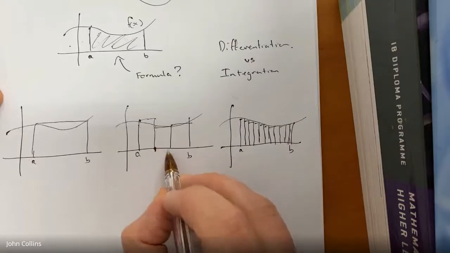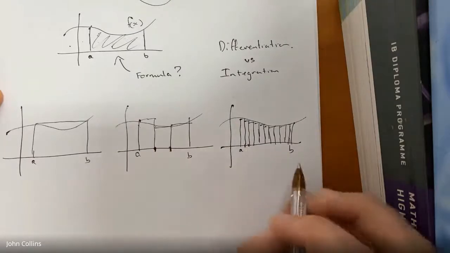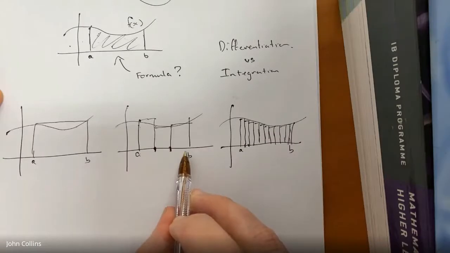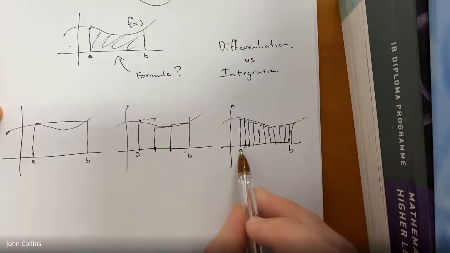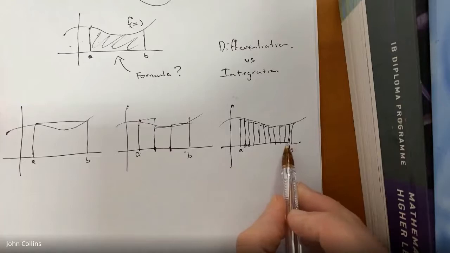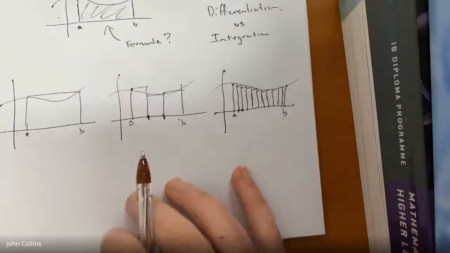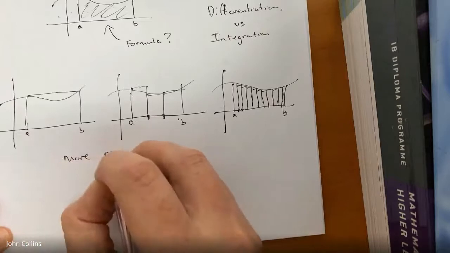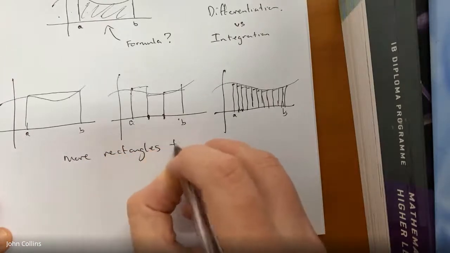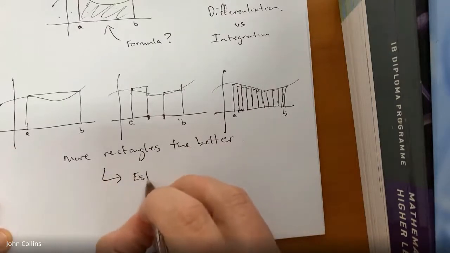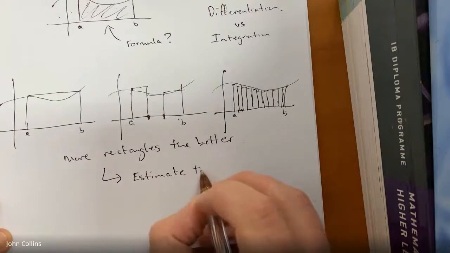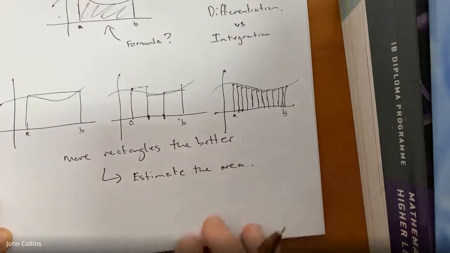So if you make these distances standardized, so for instance, there's 3 distances here, there's maybe 10 distances here, and if you make these smaller and smaller, and keep dividing it into smaller and smaller bits, you'll get pretty close to the answer, won't you? So the more rectangles, the better, if you're looking to estimate the area. In fact, if we did an infinite number of rectangles.